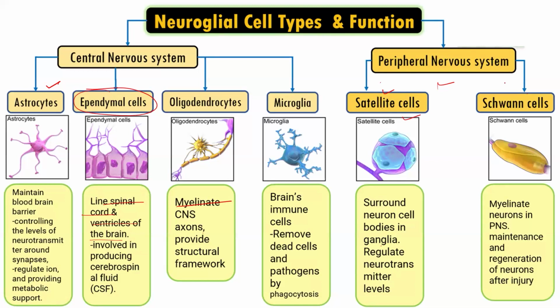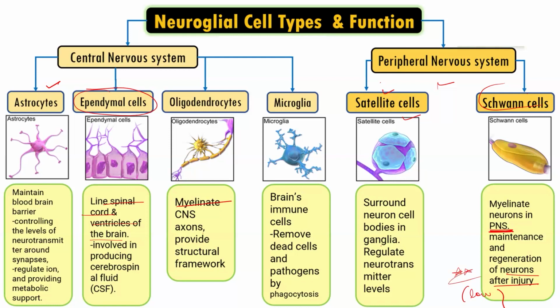Then we have Schwann cells. Schwann cells, as I have already mentioned, function to myelinate the neurons in the PNS, and they help in regeneration of neurons after injury. However, the power of regeneration is very low. So once the neurons get damaged, it is really difficult to regenerate those neurons.